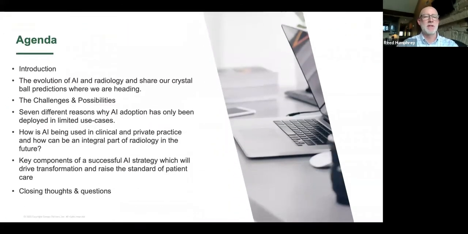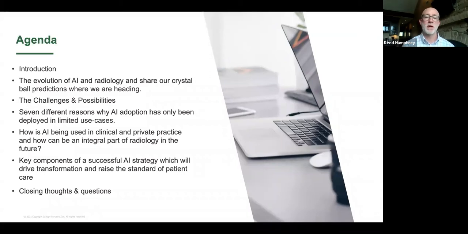Just to give you a sense of our agenda for today, this is what we're looking at. We just covered the introduction. We'll talk about the evolution of AI in radiology, and give our crystal ball predictions as to where things are heading. We'll talk about some of the challenges and the possibilities, some different reasons why AI has only been deployed in limited use cases thus far, but why we think that's at a tipping point and it's going to start to change dramatically in the future.